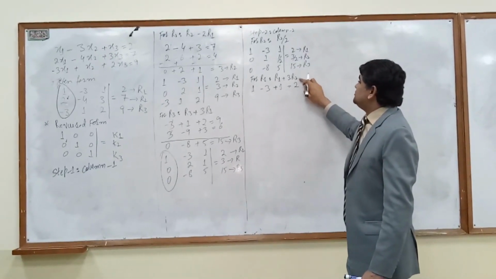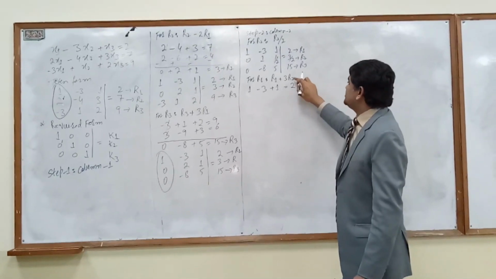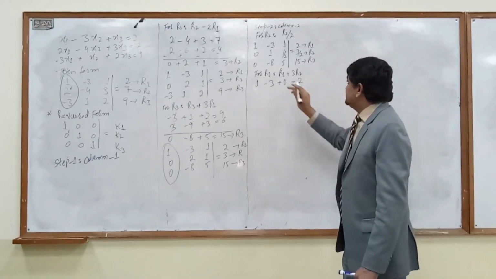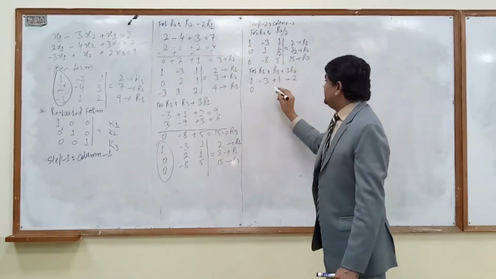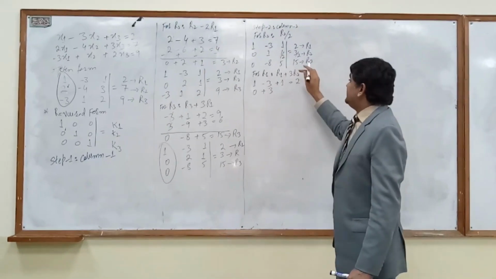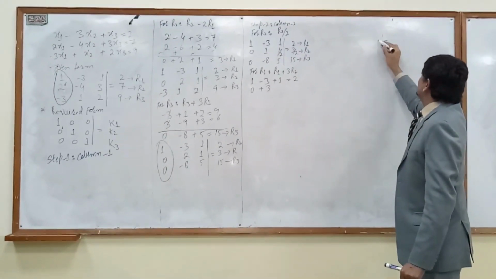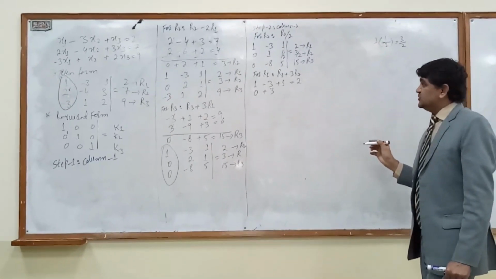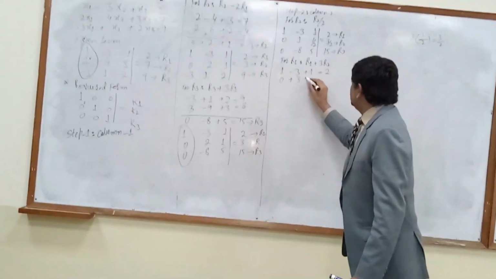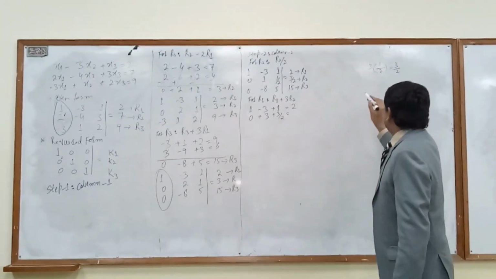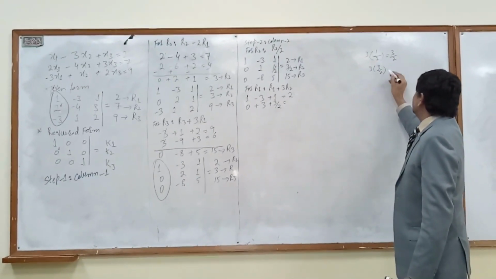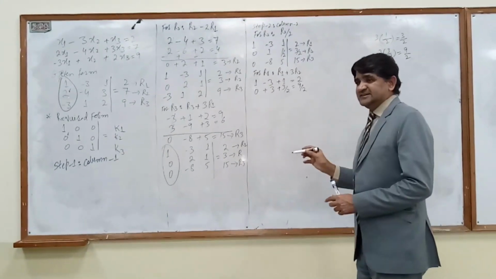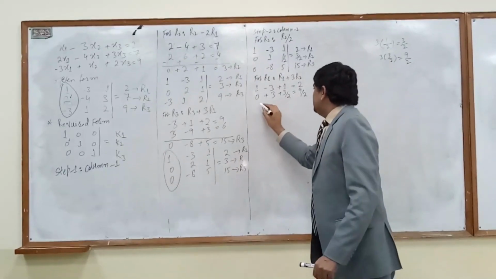So R3 is going to multiply with R2, multiplied by 3, and we then add them to each other. 0 multiplied with 3 is 0. 1 multiplied with 3 is 3. Then 1 by 2 multiplied with 3 is 3 by 2. Is it? Yes, 3 by 2. The sum here is plus 3 by 2. Then next, 3 into 3 by 2 is 9 by 2. Is it? Yes. So we can simplify.